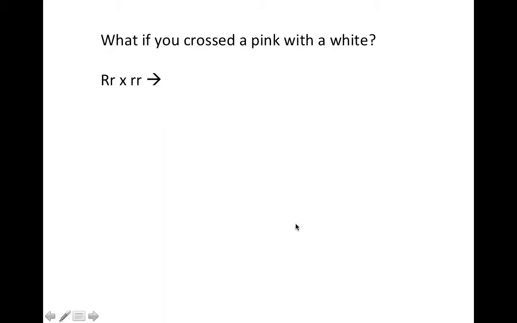So what would happen if you crossed a pink with a white? So pause the recording for a second and draw a Punnett square of that and tell me what you would get for your genotype and phenotypic ratio.